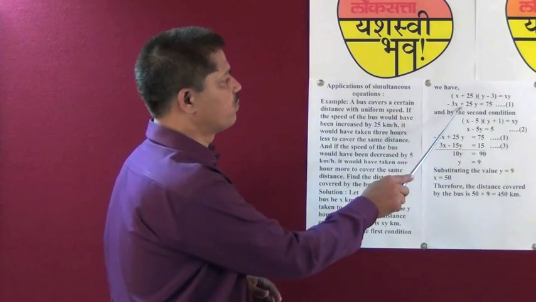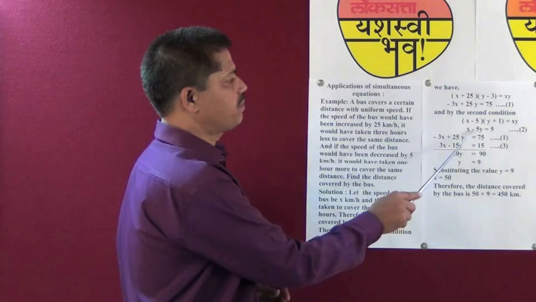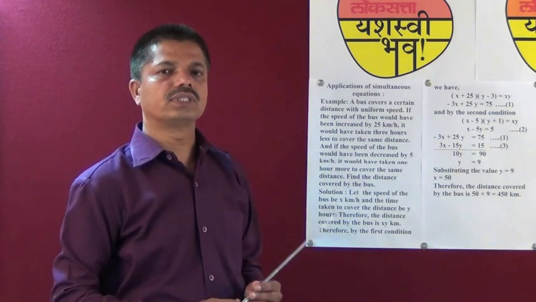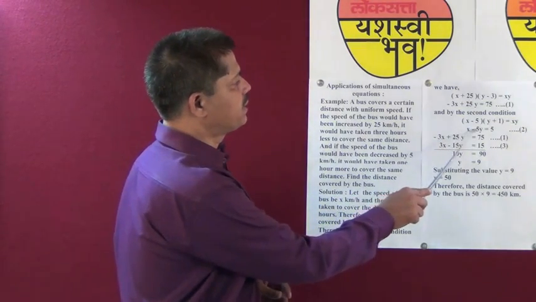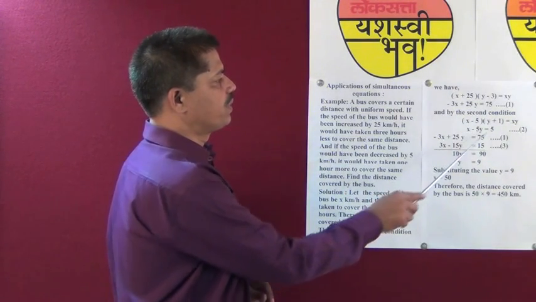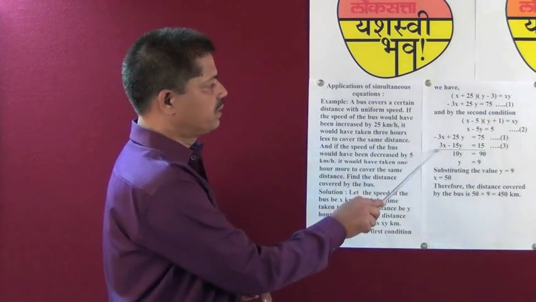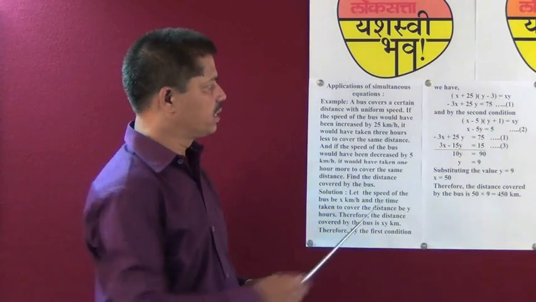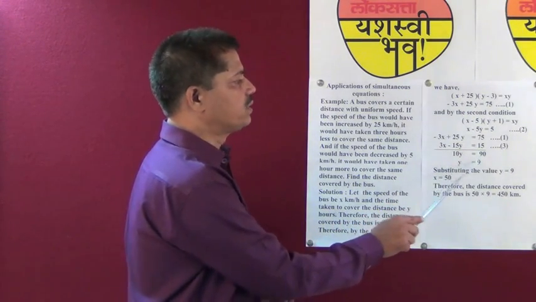Now if you look at these two equations, equation number 1, minus 3x plus 25y is equal to 75, and x minus 5y is equal to 5, they can be solved by using the method which we have studied in the previous part. Here we have multiplied the second equation by 3, and therefore we get 3x minus 15y is equal to 15, and the first equation is written as it is. You will find that the coefficient of x can be cancelled as they have opposite signs, and therefore we get 10y is equal to 90, and therefore y is equal to 9.